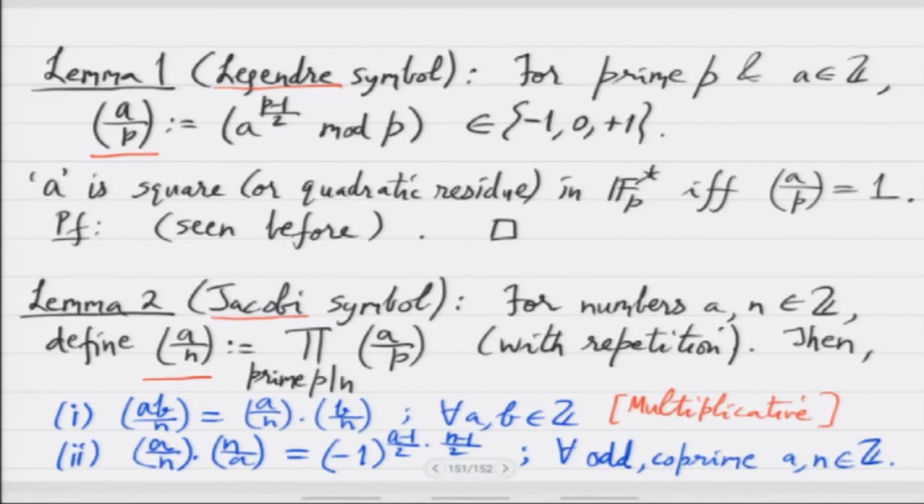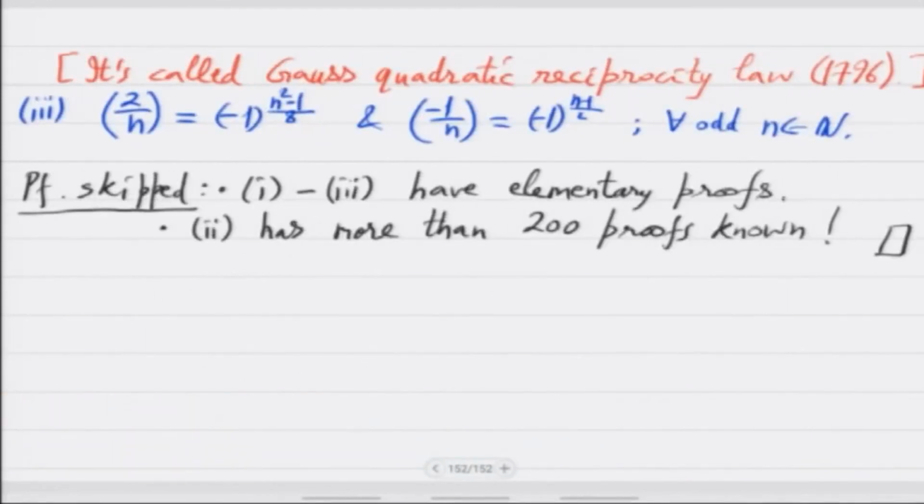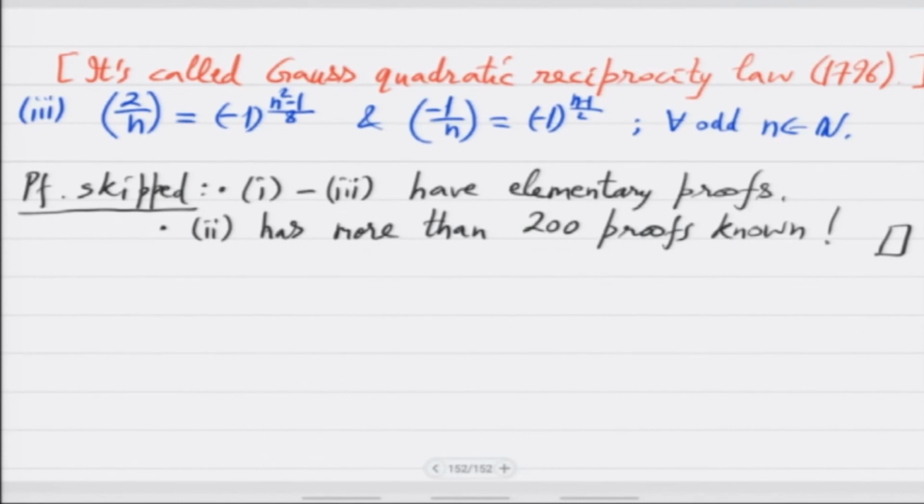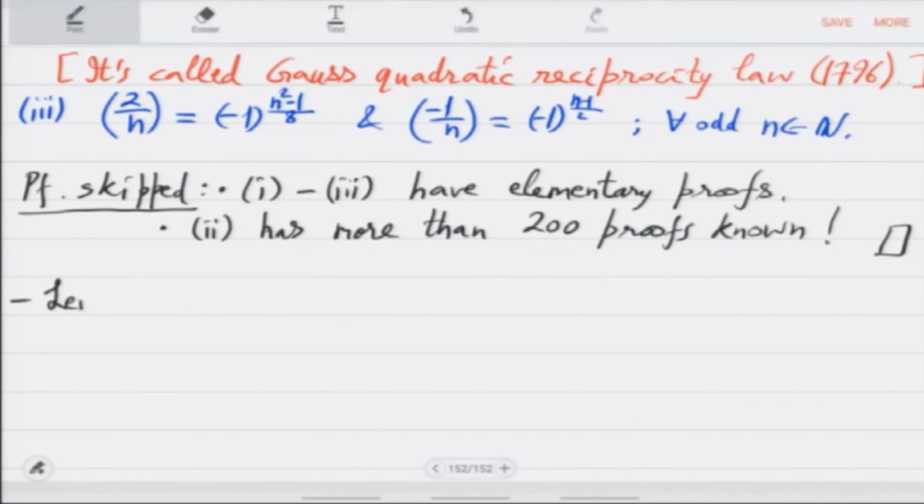Now this lemma, these three properties in blue that I have written, are very important for us because using this we can compute a by n for given numbers a and n, and once we can compute that we can actually describe the Solovay-Strassen test. So let us do that. Lemma 2 gives a fast algorithm to compute a by n.